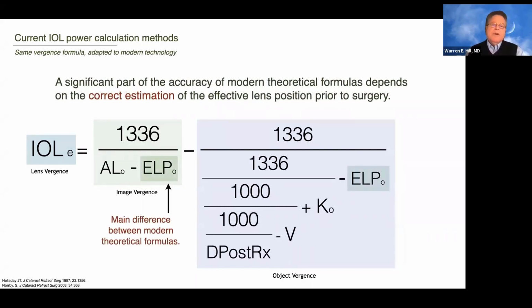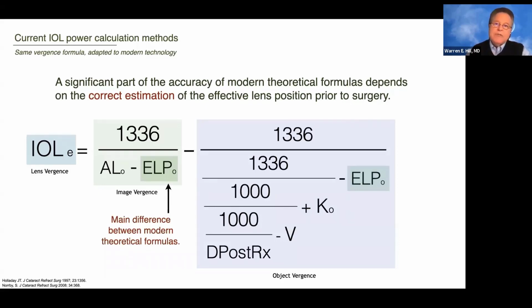And the main difference between most vergence formulas is how they determine the effective lens position. So the correct estimation of the effective lens position is one of the main determinants of IOL power calculation accuracy. Now, some of the more recent vergence formulas, like Graham Barrett's Universal 2 formula, really do a very good job with this. But his formula is more like a calculation method than a regular formula that you could write down on a single piece of paper.